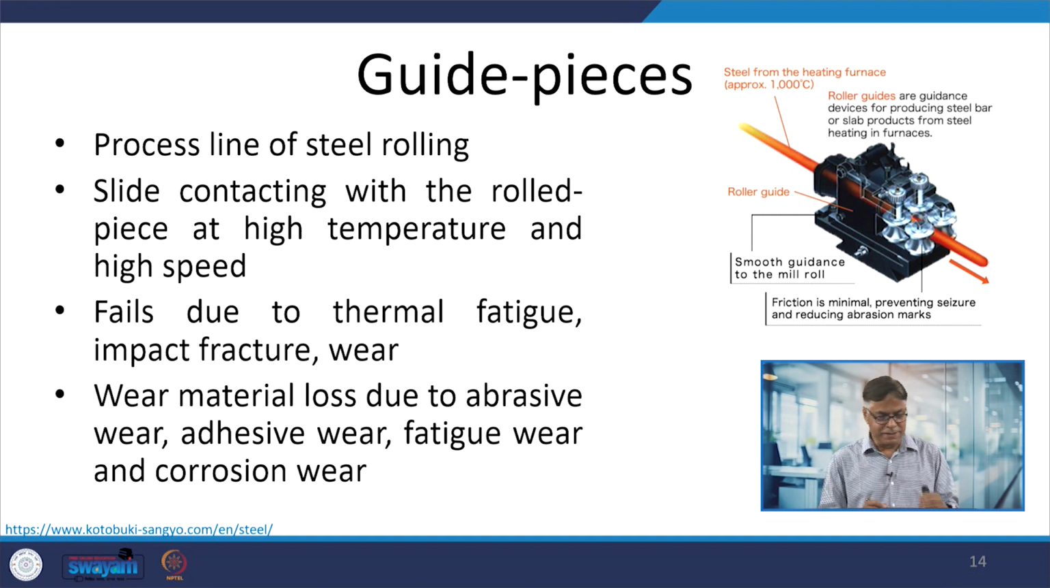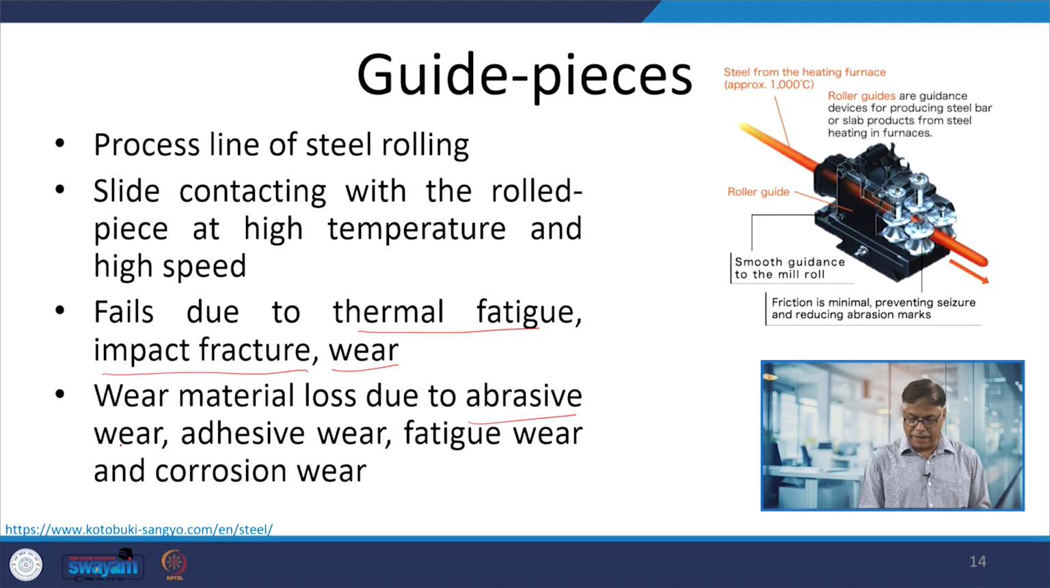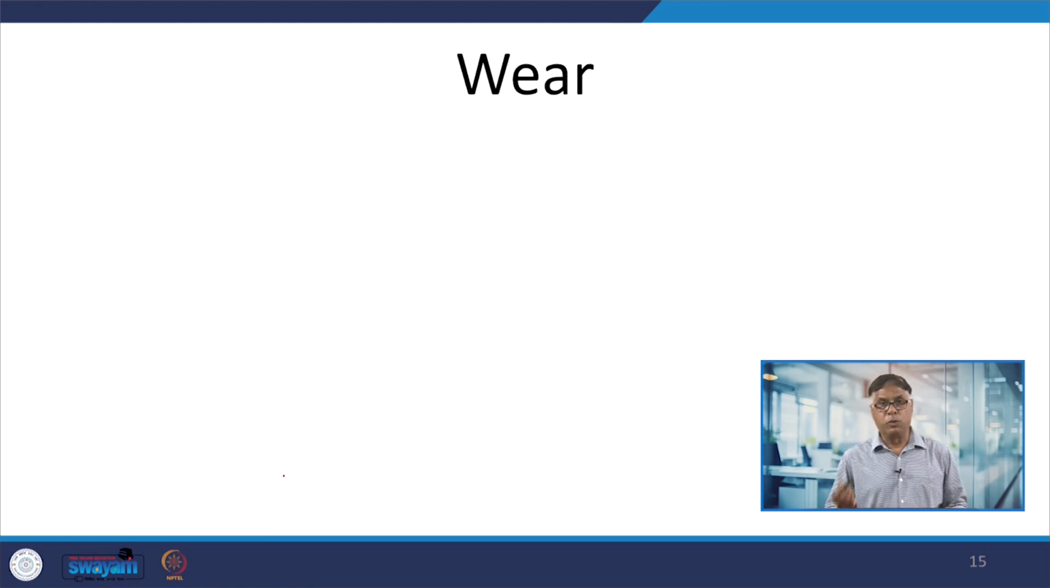make the survival of the guide pieces very difficult, and therefore the guides fail due to thermal fatigue and impact fracture, because the speed of the wire coming across these guide pieces is very high, leading to impact as well as wear. So, wear is the material loss that happens due to abrasion, adhesion, fatigue wear and corrosive wear. So, what is this?